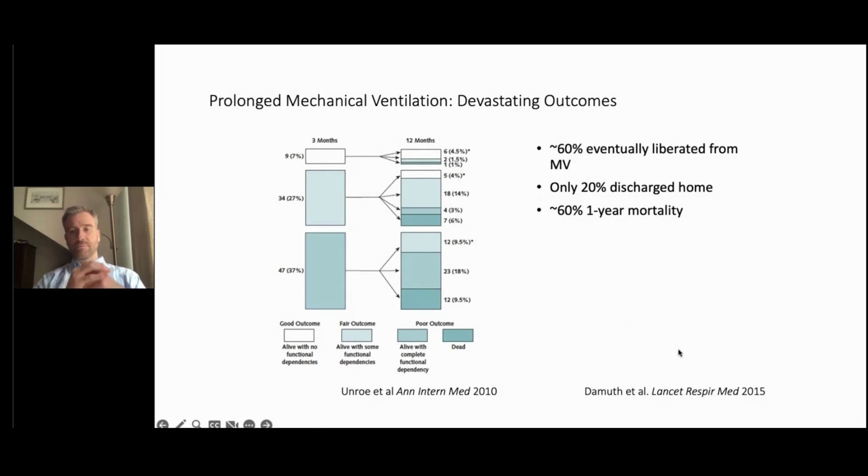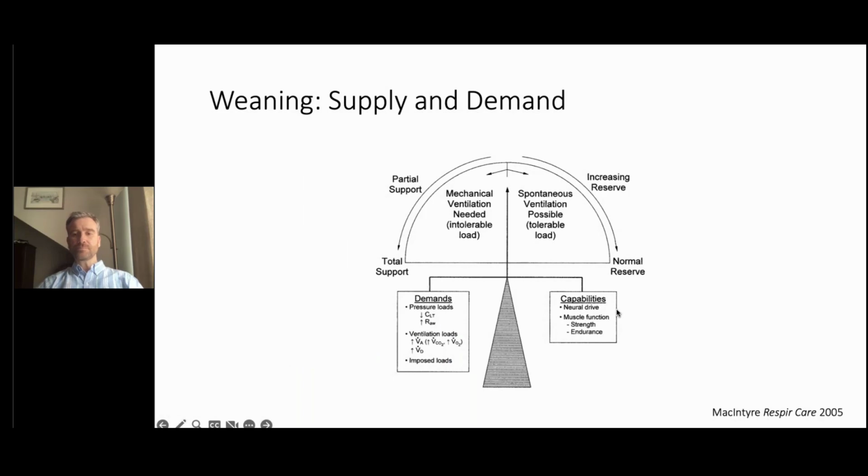Data from the Lancet published about 8 years ago show that of patients who require prolonged mechanical ventilation, which they define as 14 days on the ventilator, only 20% are discharged home and about 60% are dead within a year. So again, this problem of prolonged ventilation is important for long-term patient-centered outcomes.